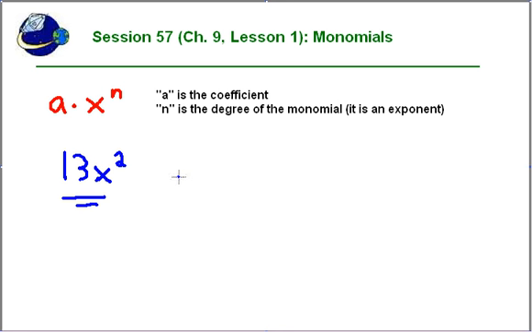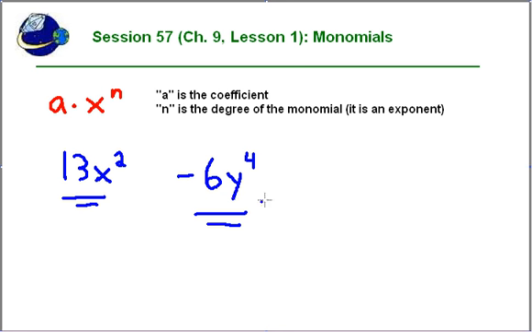Another example, let's say you had minus 6y to the fourth. Now remember, just because we have x up here in our standard format for a monomial, that doesn't mean that the variable always has to be an x. It can be any other variable, any other letter in our alphabet. X is just the one that's chosen to be used in this particular format. So here's our second monomial, minus 6y to the fourth.